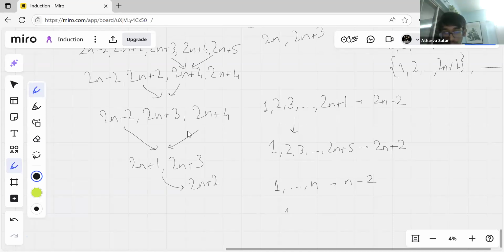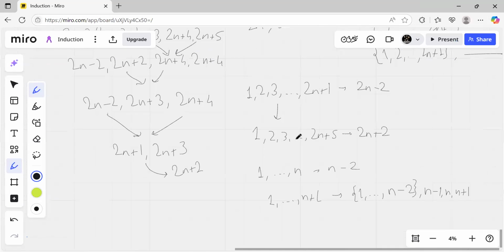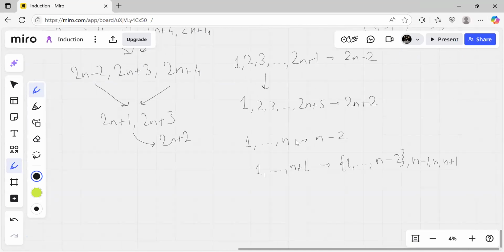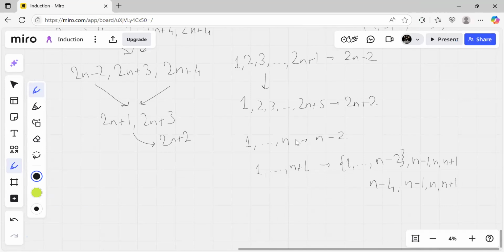Yeah, so you're saying you have n plus 1, so you will first split this into groups. So you can get n minus 4 out of the first group, and then n minus 1. If you average n minus 1 and n plus 1, you get n. Yeah, sure, that would work.